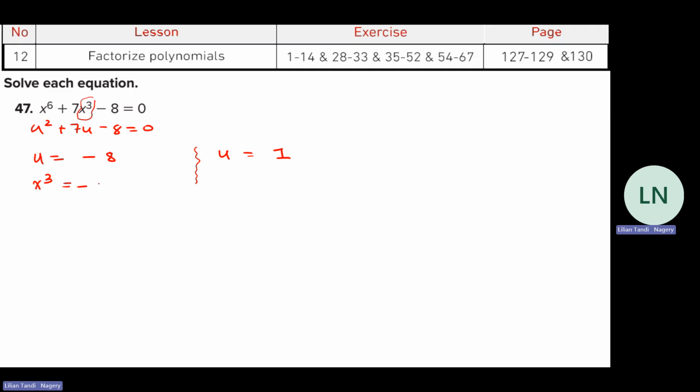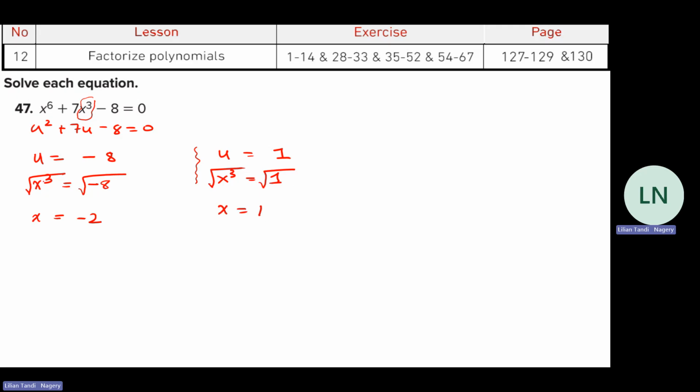Okay? So x cubed equals -8. To find x, you're going to cube root on both sides. You're going to get x equals -2. Same thing here. You're going to say x cubed equals 1. You're going to do that, and then you're going to get x equals 1.